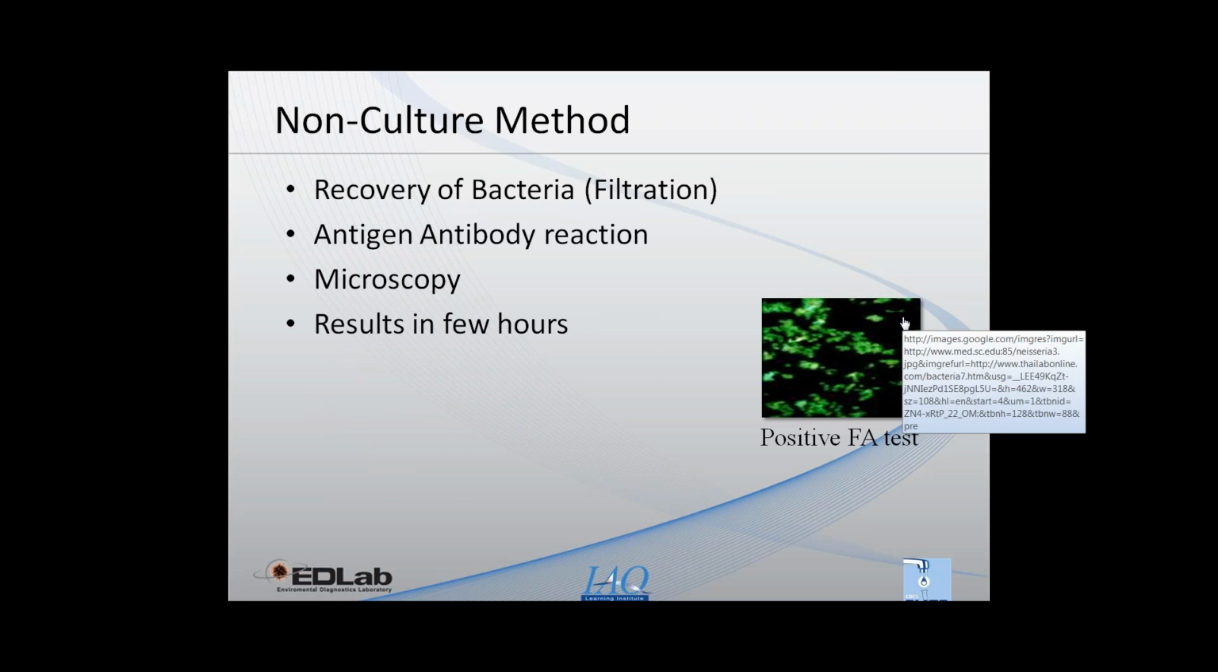So here we're going to go a little bit more into the non-culture method. As we were saying, recovery of bacteria via filtration. You can do an antigen antibody reaction, which will allow you to use biochemicals in order to tell whether there's Legionella present. We can use microscopy from a direct sample by performing a Gram stain on it and looking at the characteristics under the microscope. However, it may not be exact because there are other bacteria that could have the same characteristics when you're only using microscopy. And this can get you results in a few hours. However, it's very difficult to detect if there isn't an abundant amount of Legionella within that sample.